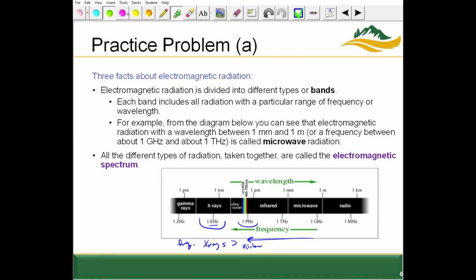One connection I want to make here before we talk about energy and frequency is notice that as frequency increases in this direction, wavelength actually increases in the opposite direction. We'll practice doing some calculations here, but you should notice now as wavelength increases, the frequency decreases. As wavelength decreases, then it'd be in this direction, frequency increases.